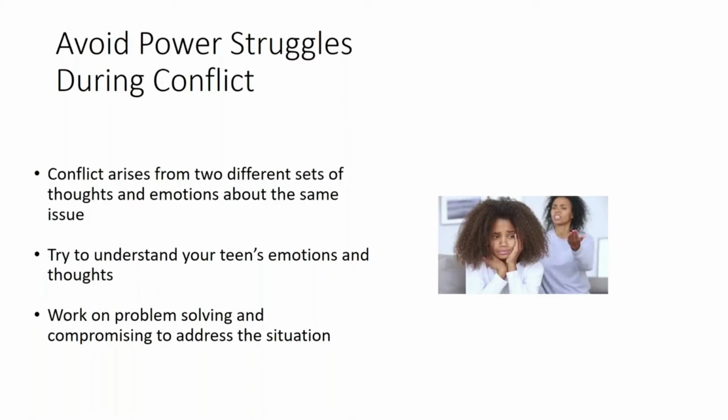So 3 strategies to help avoid these power struggles are to really remember that conflict between any 2 people arises because those 2 people have different sets of thoughts and emotions about that same issue. And so as a parent, it's really important that you try to understand your teen's emotions and thoughts that might be underlying the behavior. You might not agree with the behavior, you might not think that it was appropriate, but showing empathy and understanding for why they did what they did can really help reduce this butting of heads or this power struggle.